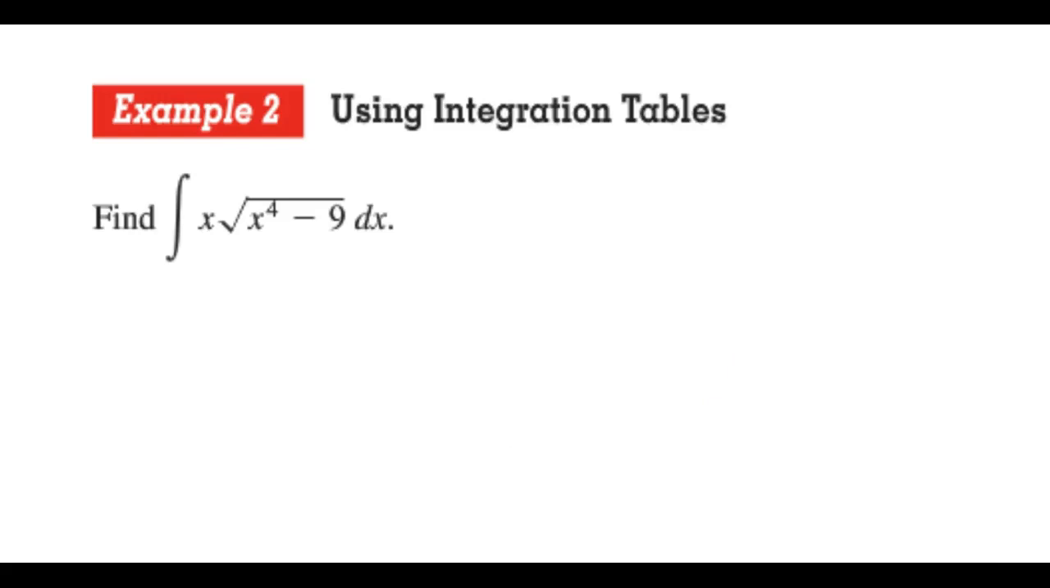This next one, I would again just use my integration tables and try to hunt for something that's in the form x times the square root of x to the 4th, and something's close.